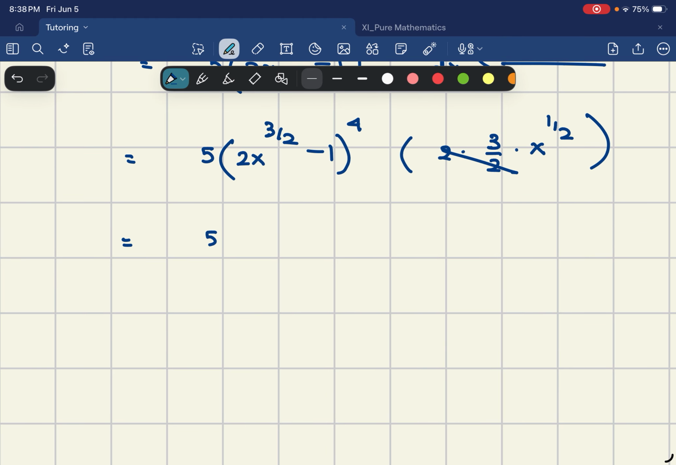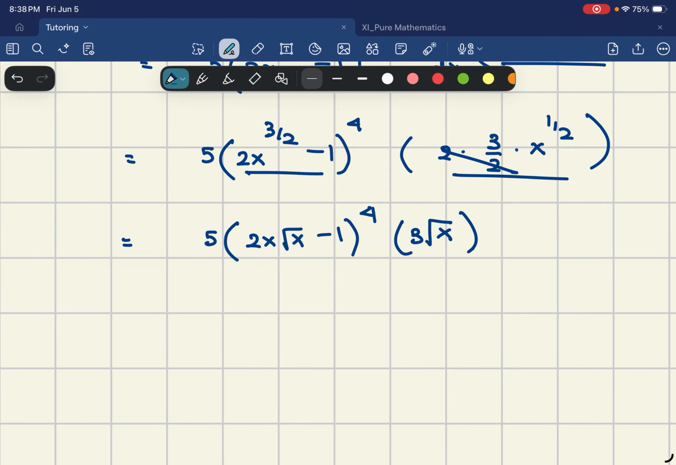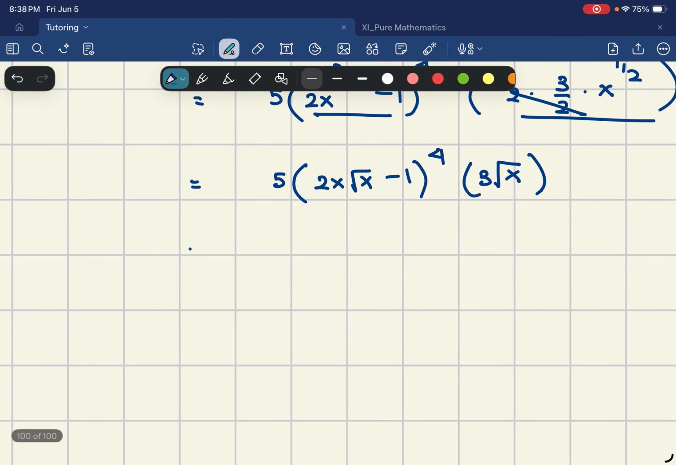So my final answer is going to look something like (2x square root of x minus 1) to the power 4. Remember, x to the power 3 over 2 is square root of x times square root of x. That is where I started with. And from this part, you are going to get 3 square root of x from here. And if you simplify everything, you are going to get 15 square root of x times (2x square root of x minus 1) to the power 4. That is going to be the derivative.